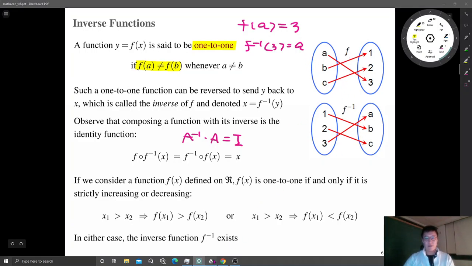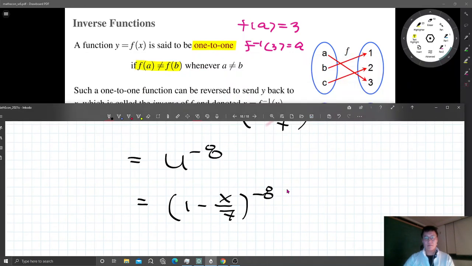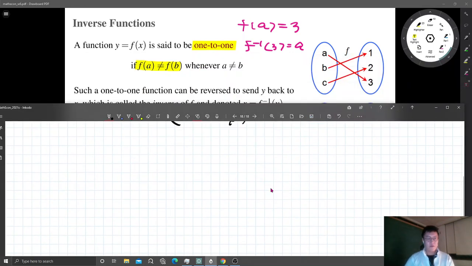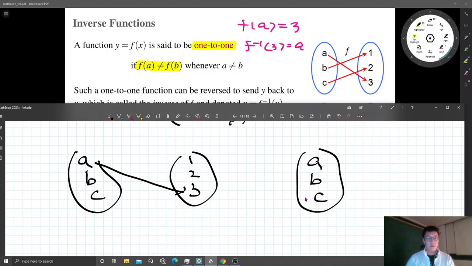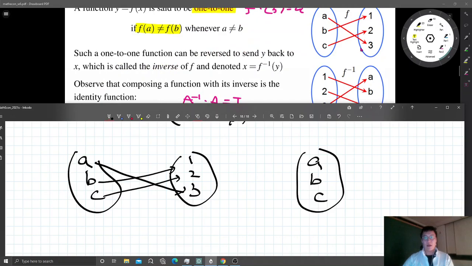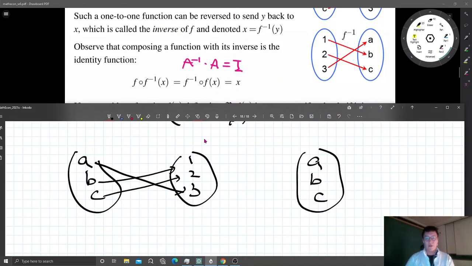Here, the original function starts from a, b, c, and the codomain is 1, 2, 3. The inverse function uses 1 to 3 as input, and a, b, c will be the outputs. So the original function was this, and the inverse relates 1 to b, 2 to c, and 3 to a.